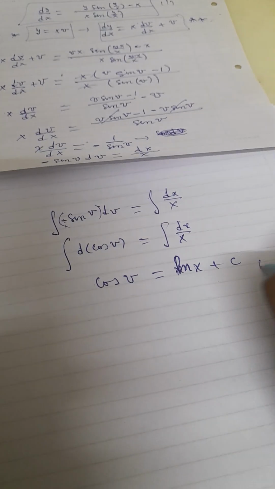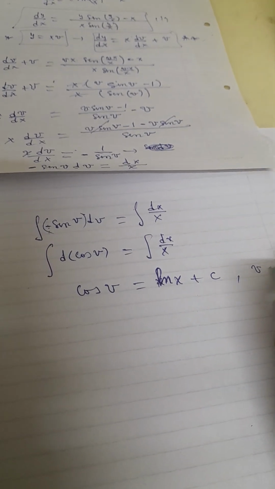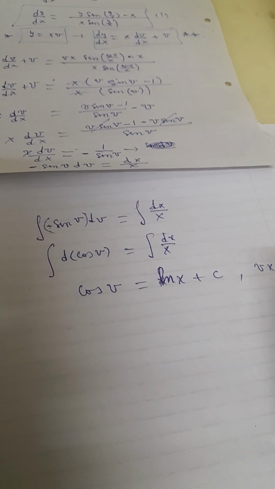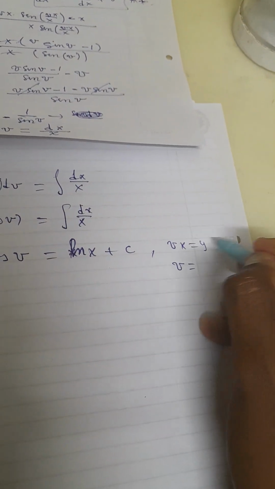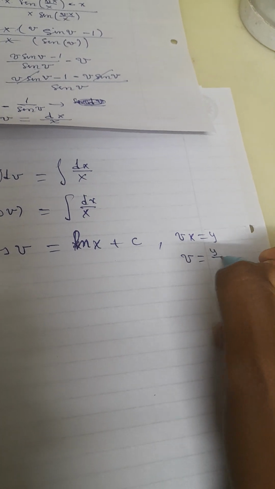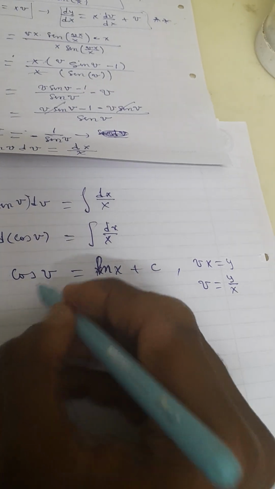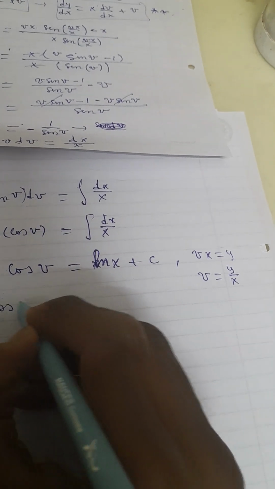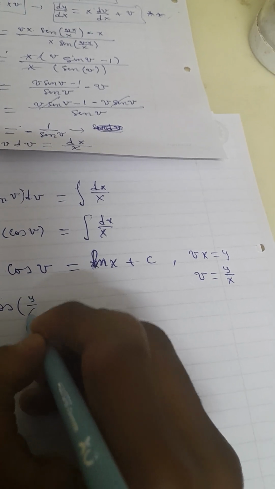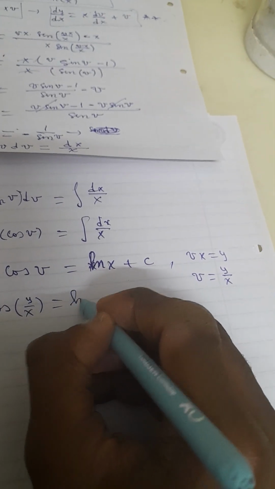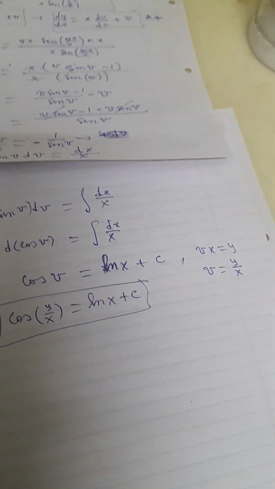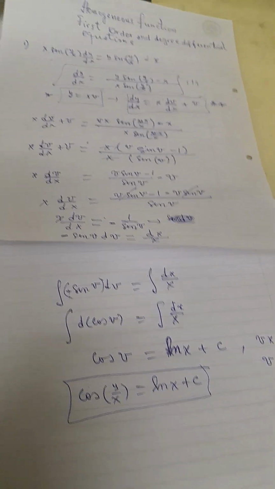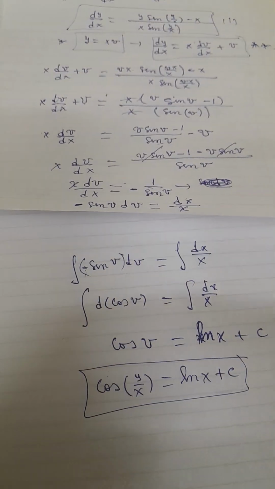What is v? We know that vx is equal to y, so v will be equal to y upon x. Substitute here, so you have cos of y upon x is equal to ln of x plus c. For this equation, it is solved like this.